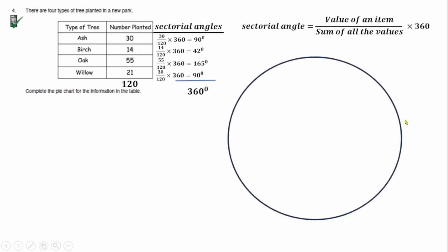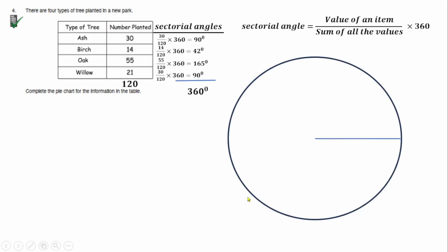Then the next thing is to draw the pie chart by drawing a circle to represent the pie chart. And how do you draw the circle? Use your compass to draw the circle, and the pin of the compass will tell you the center of the circle. Then from the center you draw a radius to start your angle.